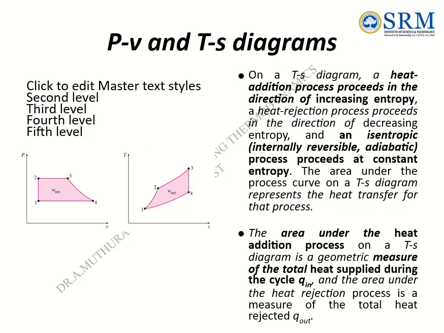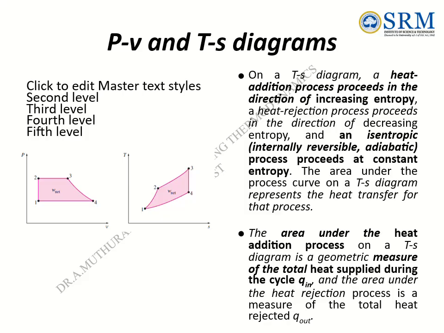On a TS diagram, a heat addition process proceeds in the direction of increasing entropy, a heat rejection process proceeds in the direction of decreasing entropy, and an isentropic (internally reversible, adiabatic) process proceeds at constant entropy. The area under the process curve on a TS diagram represents the heat transfer for that process.